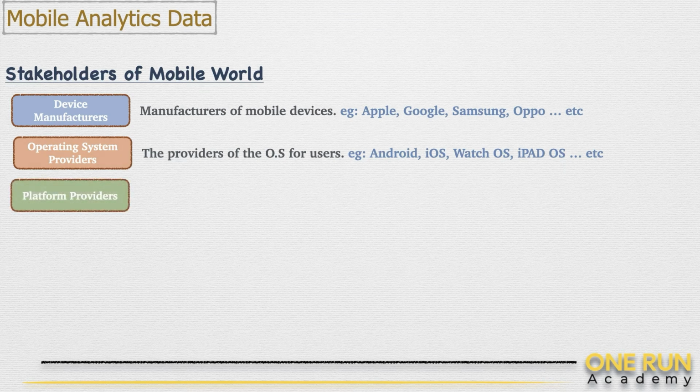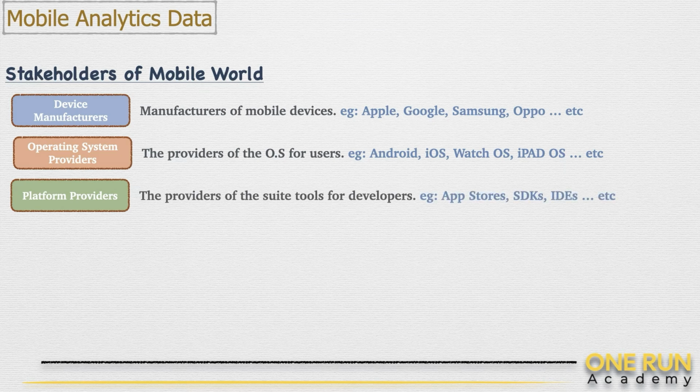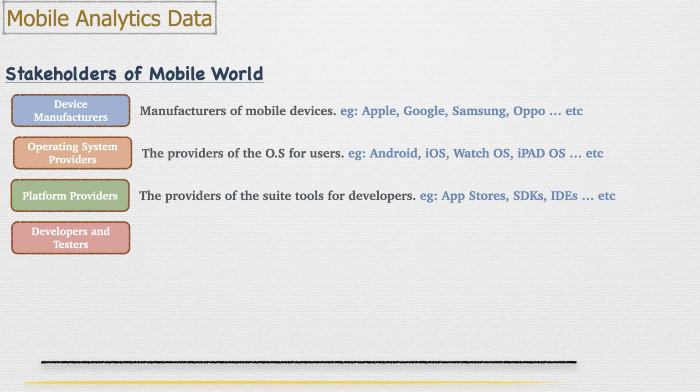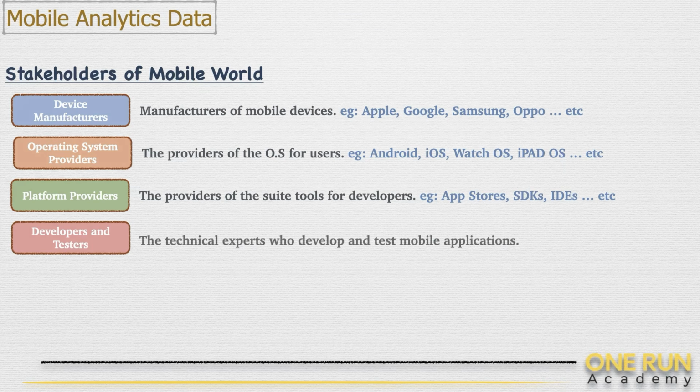Now, platform providers are another example of stakeholders involved in the mobile application industry. Platforms stand for a broader suite of services usually directed to developers and testers. Platforms include app stores on which apps are uploaded and made available for public download. Platforms also include development kits such as SDKs, IDEs, and APIs. Developers and testers are the backbone of the mobile application world. They are the ones responsible for building and verifying mobile applications that add value to the end user.